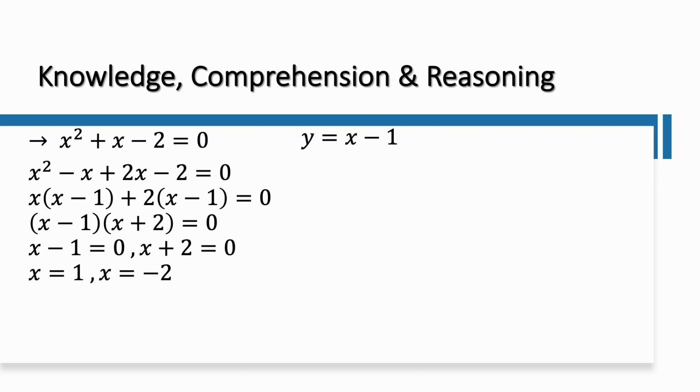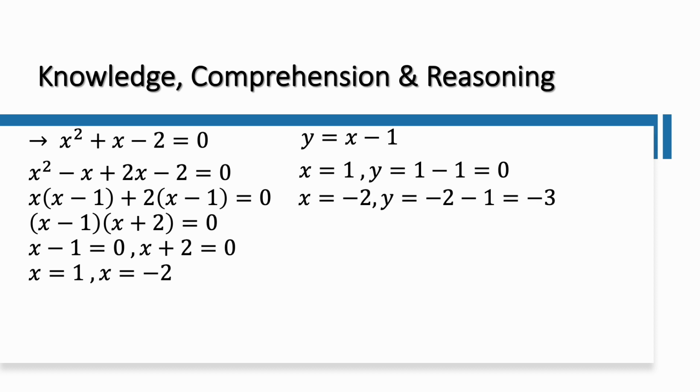So now let's go to y equals x minus 1. Remember, that was our equation 2. So now that we have this equation here with us, we can now substitute the values of x that we found, which would be 1 and -2. So when x is equal to 1, y is equal to 1 minus 1, which is 0. And when x is equal to -2, y is equal to -2 minus 1 equals -3.